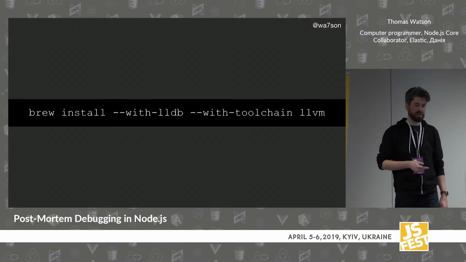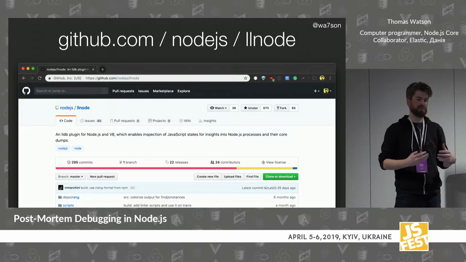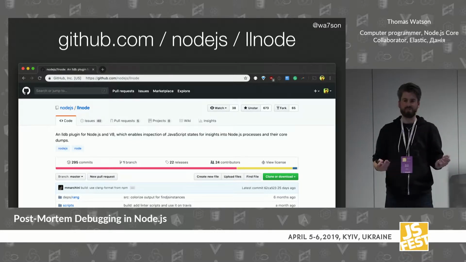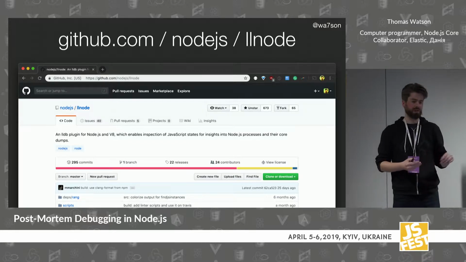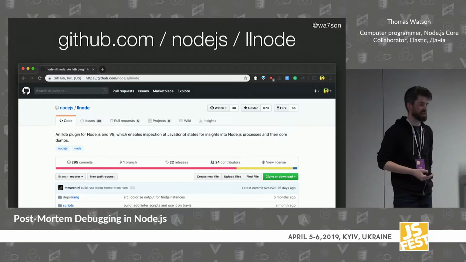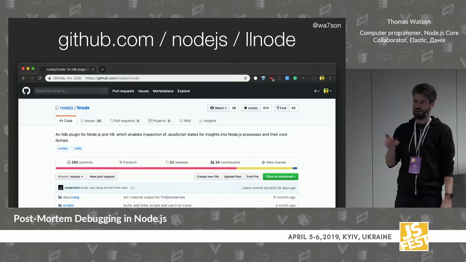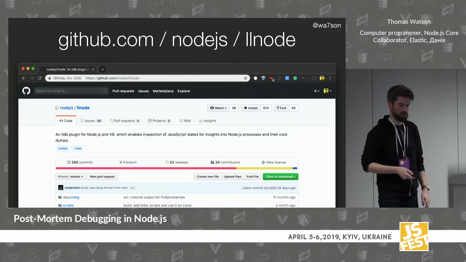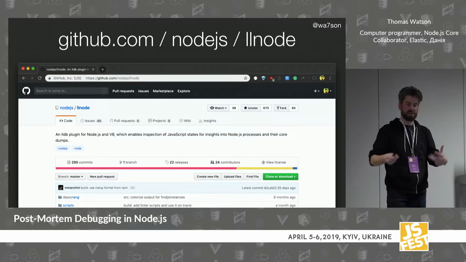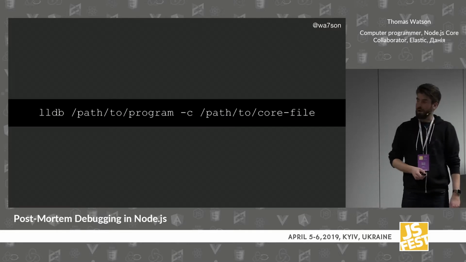And then the next thing you need is llnode. llnode is a plugin for LLDB that allows LLDB to understand Node, because LLDB is a general-purpose debugger. It's used for debugging C code or compiled binaries, right? But it doesn't understand JavaScript. But luckily, it's extendable. So there's a plugin called llnode that we work on in the Diagnostics working group that gives it that capability.